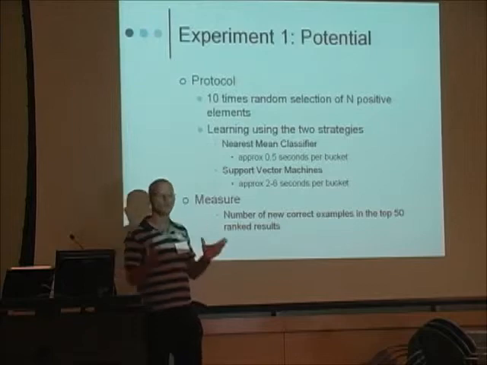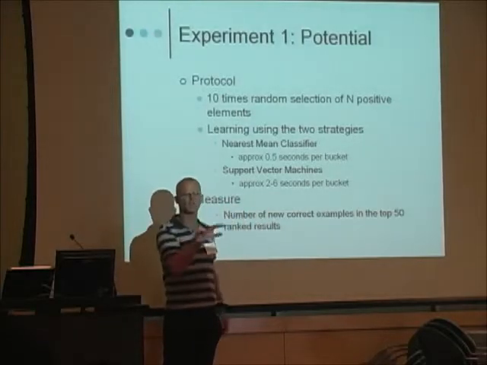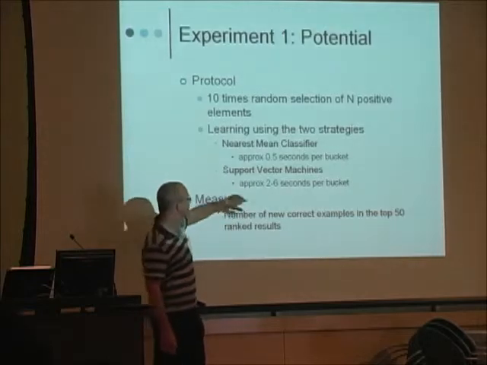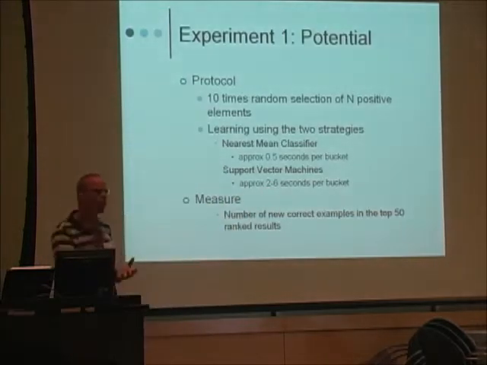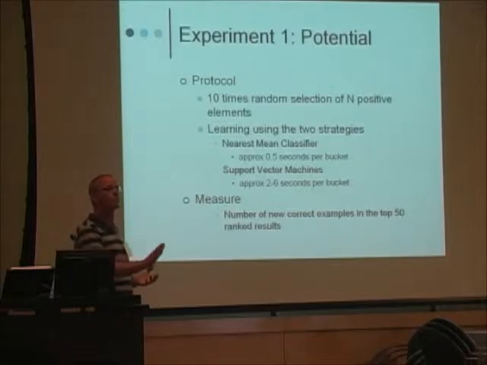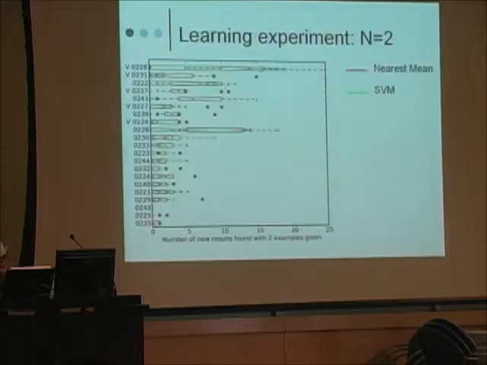With the idea that a user is willing to go through 2 pages of results, quickly see whether the results are actually good. And 2 to 6 seconds means that you can at least do 10 buckets every minute. So the system can do quite a lot.